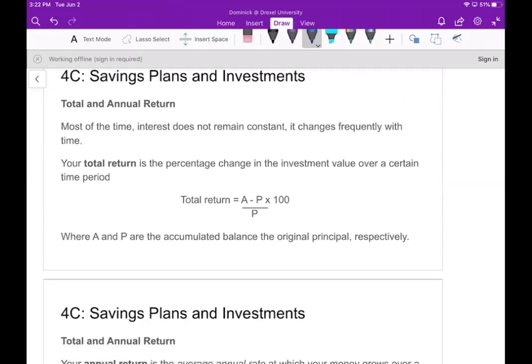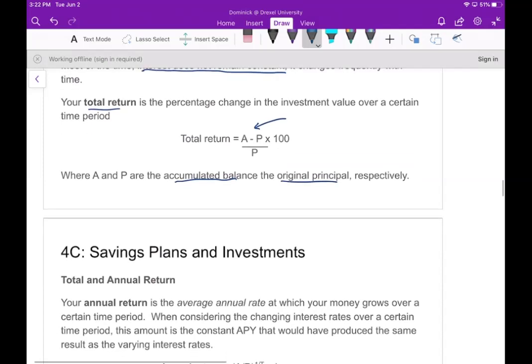Okay. Now, the last couple things that we're going to talk about involve total and annual return. And the reason why is because most of the time interest does not remain constant. Usually it's going to change frequently with time. Right? Now, your total return is the percentage change in the investment value over a certain time period. Right? And you can find out what the total return is by finding the percentage change of the accumulated balance and the original amount. Right? So you're essentially doing new minus old over old here.